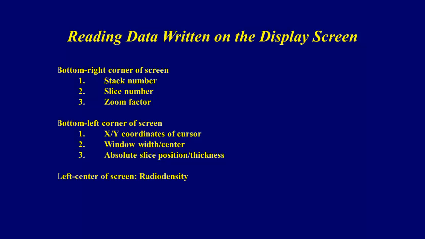In the center of the left-hand part of the screen are numbers displaying the radiodensity found at the tip of the cursor. In the upper right-hand corner is data displaying the time and date when the CT study or MRI study was carried out.